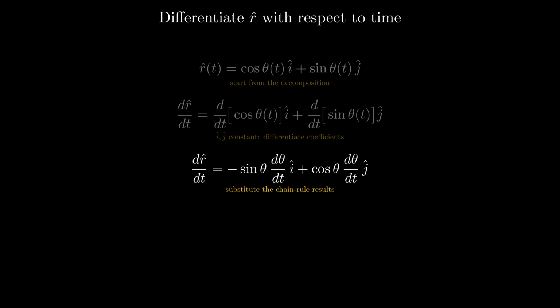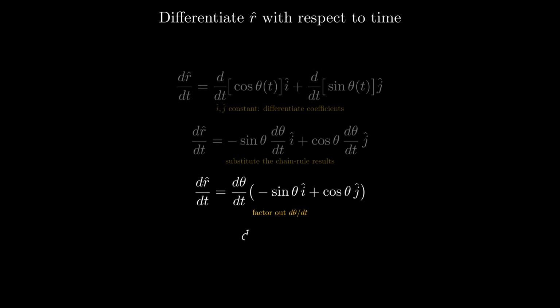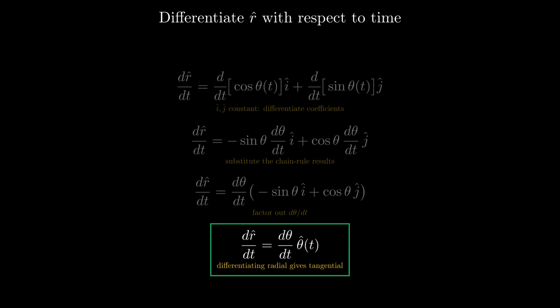Every term carries a factor of d theta dt, so factor it out in front. What's left inside the parentheses is minus sine theta i hat plus cosine theta j hat. But we recognize that vector, it is exactly theta hat. So the time derivative of r hat equals d theta dt times theta hat. Differentiating the radial direction gives you the tangential direction, scaled by how fast the angle is changing. That single fact is the engine of everything that follows.